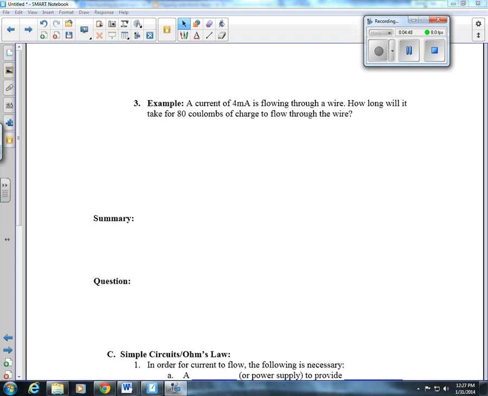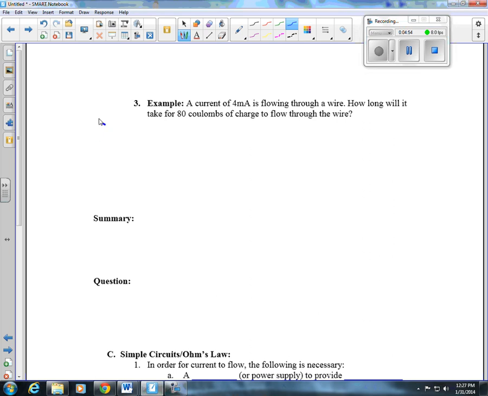And our last example, a current of 4 milliamps is flowing through a wire. How long will it take for 80 coulombs? So again, I'm going to write down my givens. I was given I is 4 milliamps. And we have to know that milli means times 10 to the minus third. And then how long will it take? So T is what I'm looking for. I'm looking for the amount of time. And the charge is 80 coulombs.